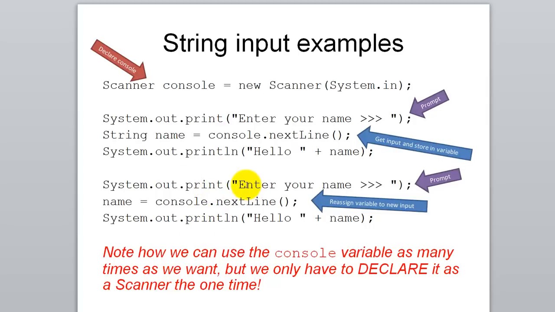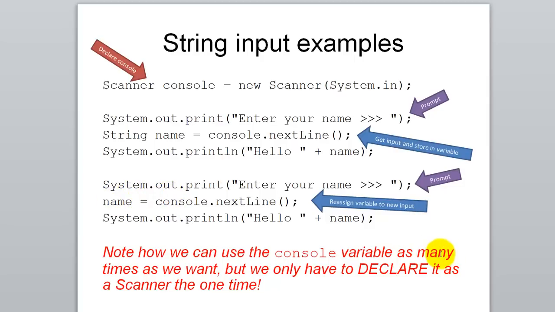You can now say "Enter your name" again, provide another prompt, and console.nextLine. Now it's the user's turn to supply some information, and whenever we're done, we're going to store it in name. Notice that in this one I didn't put String name. That's because we already declared name as a string up here. We declared it and gave it a value in the same line. We can't declare it again, so this time it's just name. But whatever they type in this time will get stored into name, overriding the previous one.